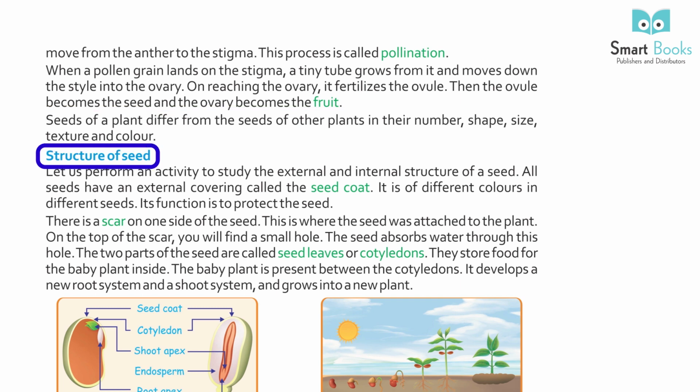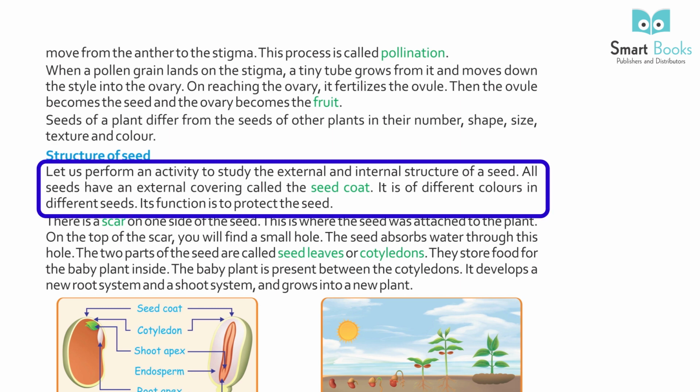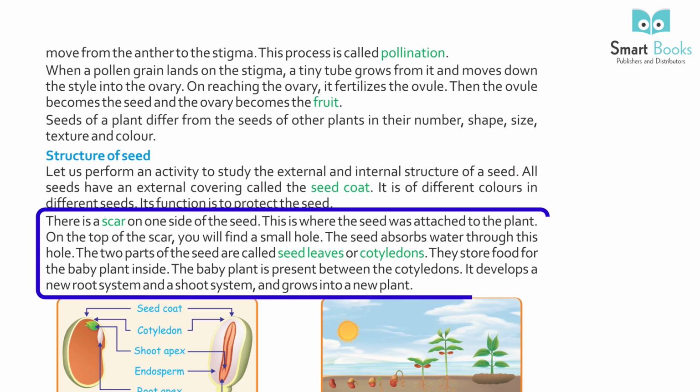Structure of seed. Let us perform an activity to study the external and internal structure of a seed. All seeds have a structural covering called the seed coat. It is of different colors in different seeds. Its function is to protect the seed. There is a scar on one side of the seed. This is where the seed was attached to the plant. On the top of the scar you will find a small hole. The seed absorbs water through this hole.